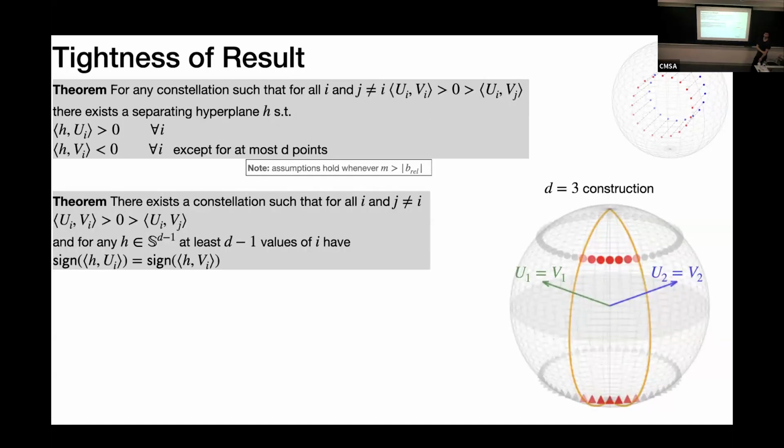Turns out that this result is sharp in terms of this, except for at most D points. So Kiril and Iliyas came up with this construction that shows that there is a constellation that satisfies everything except for the fact that no matter what H you take to demonstrate the modality gap that puts UIs on one side and VIs on the other side, there are D-1 values where things aren't right, in the sense that they have the same sign of projection or inner product with H. So basically you have to have D of them on the wrong side.